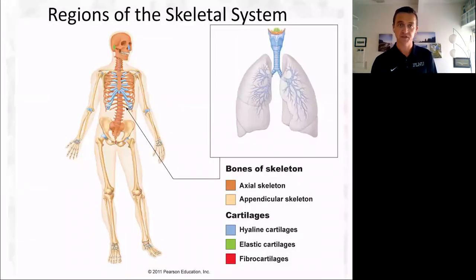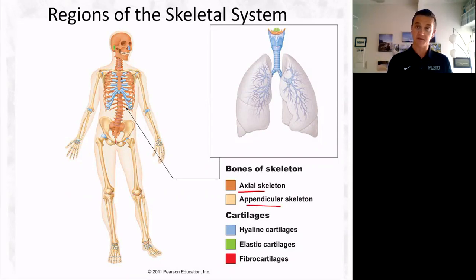All right, so let's look at the regions of the skeletal system. And so first of all, obviously it's bone involved in the skeletal system. We've got the axial skeleton and the appendicular skeleton. We've dealt with those in lab, okay? But then we've got hyaline cartilage, right? Elastic cartilage, fiber cartilage, and all those different types of cartilage are considered part of the skeletal system.